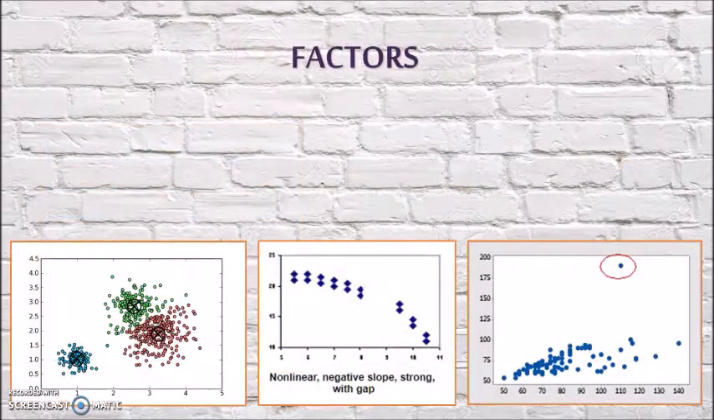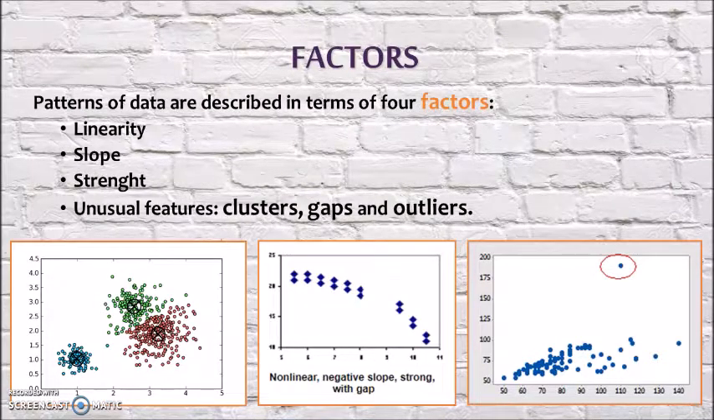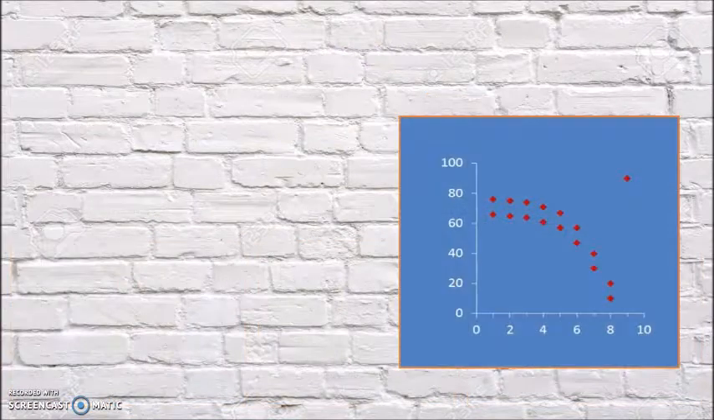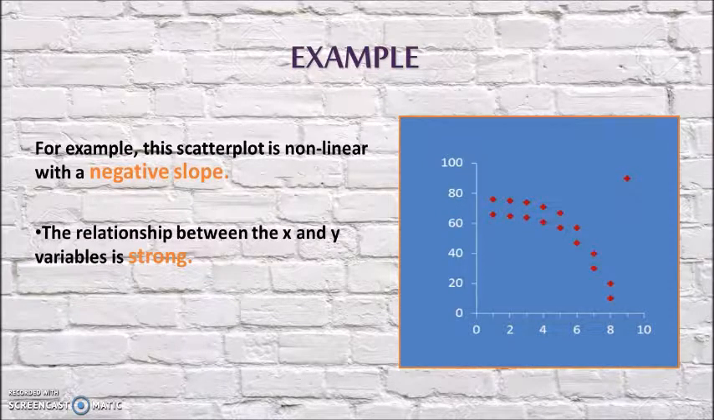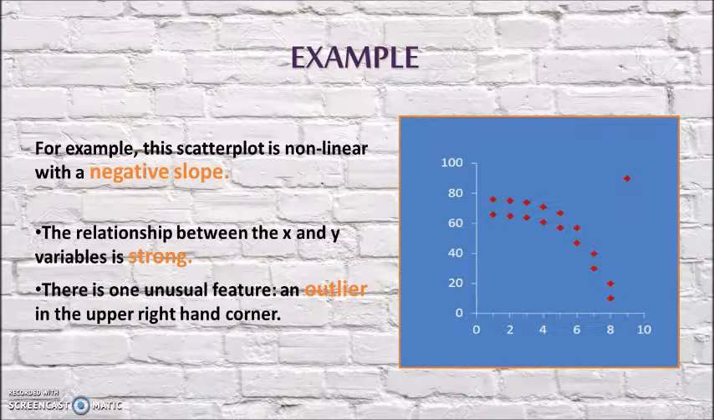The next page shows that patterns of data are described in terms of four factors: linearity, slope, strength, and unusual features like clusters (scatterplot in the lower left-hand corner), gaps (graph below these words), and outliers (picture in the lower right-hand corner). For example, this scatterplot is non-linear with a negative slope. The relationship between the x and y variables is strong. There is one unusual feature, an outlier in the upper right-hand corner.